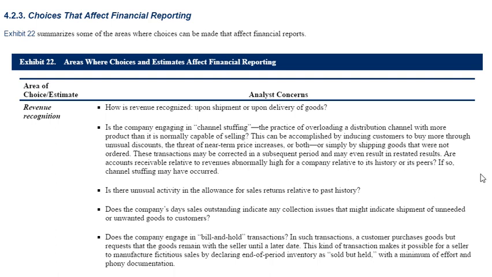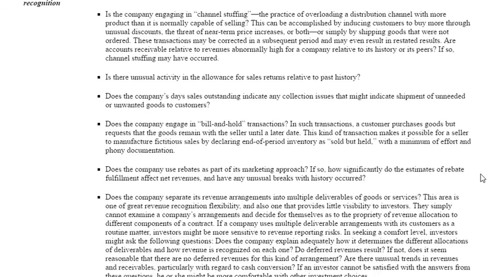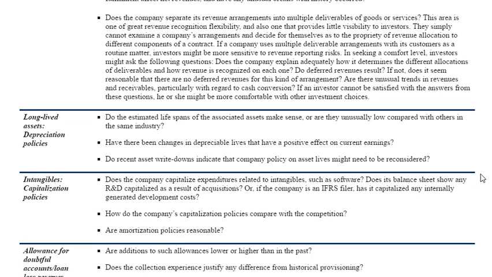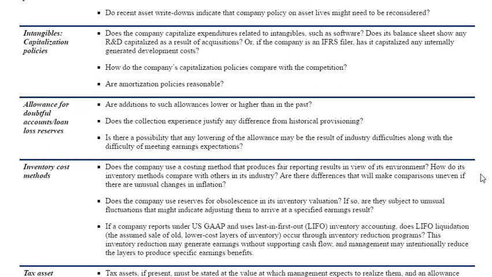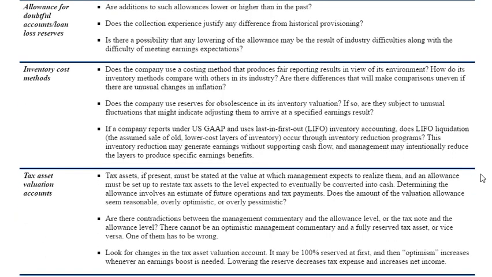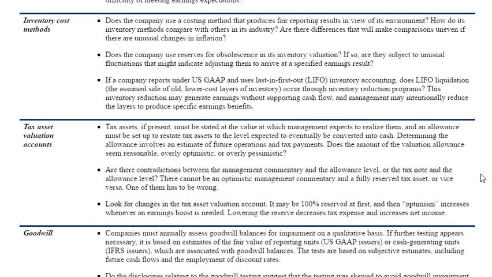Of course we start with revenue recognition, and it has some questions with regards to the quality of the revenue recognition. Next is long-lived assets and depreciation policies. Then we have intangible capitalization policies, allowance for doubtful accounts, loan loss reserves, inventory cost methods. We've talked about that before. Then tax asset valuation accounts. There's some information in there, and a question on the exam could come from any of these bullet points. I'm not going to go through them one by one, but I'm encouraging you to go into the text and review them.